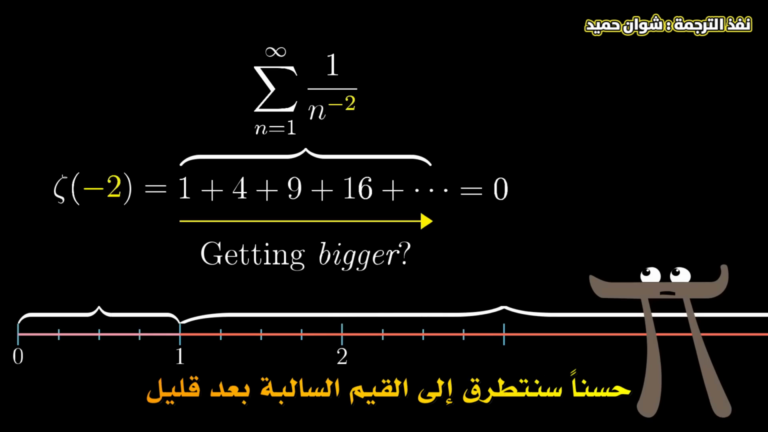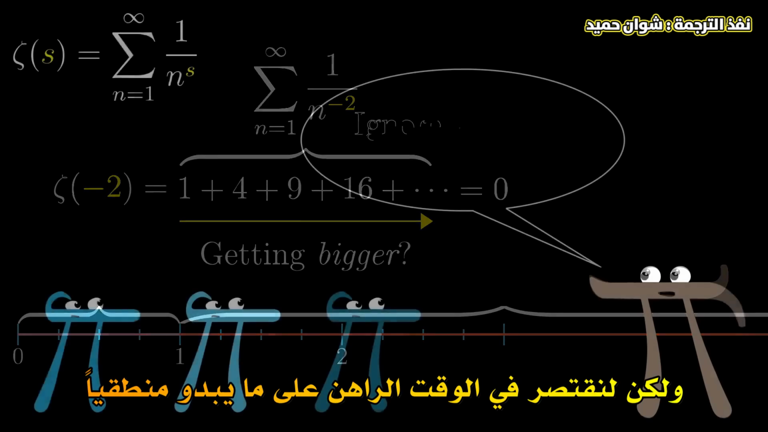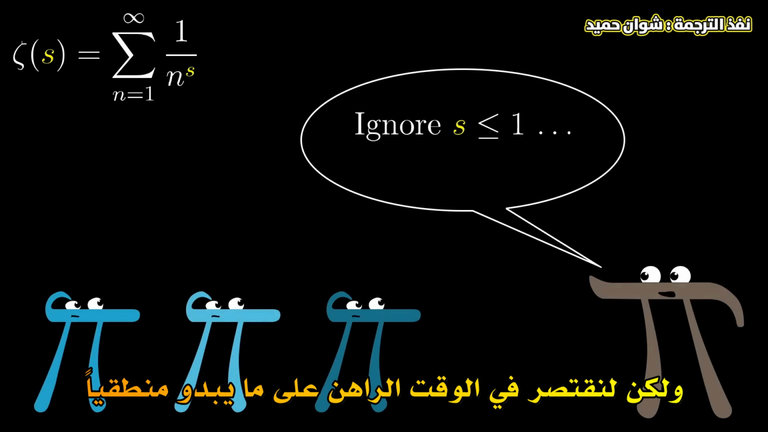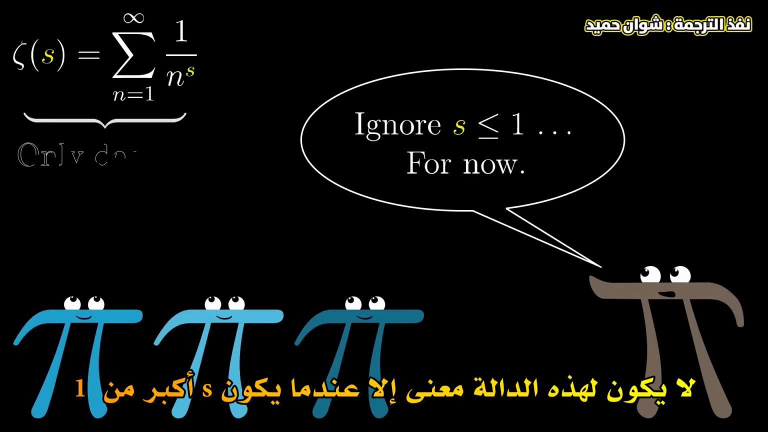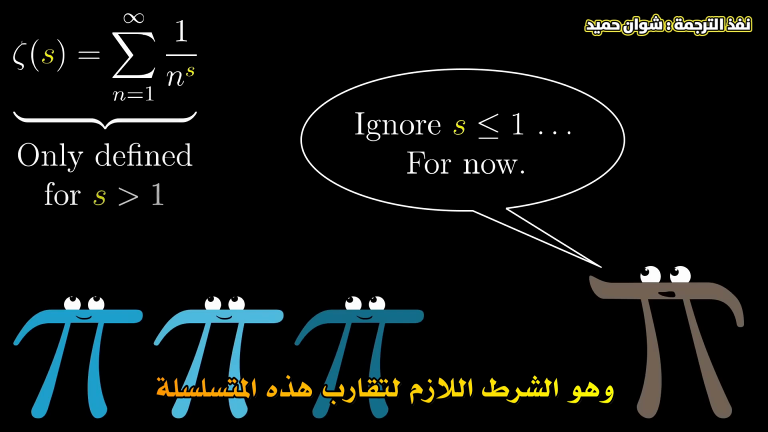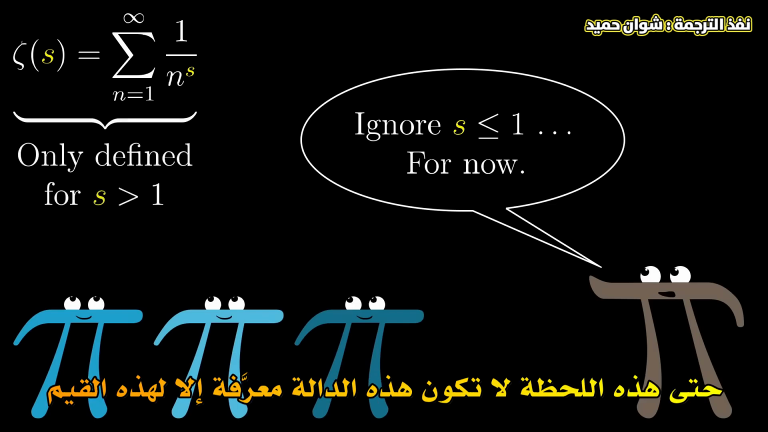Well, we'll get to negative values in a few minutes, but for right now, let's just say the only thing that seems reasonable: this function only makes sense when s is greater than 1, which is when this sum converges. So far, it's simply not defined for other values.